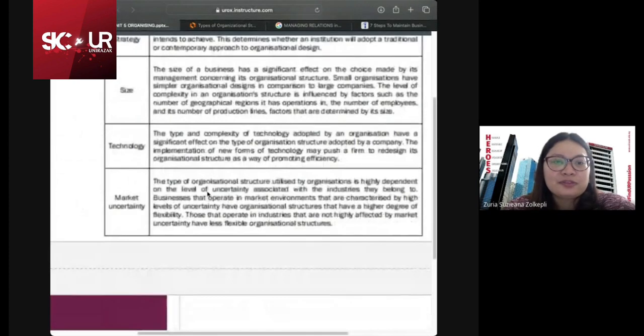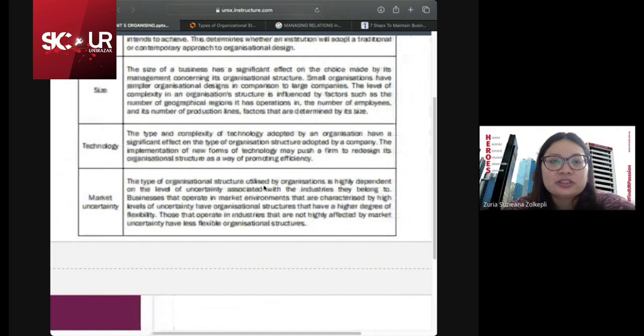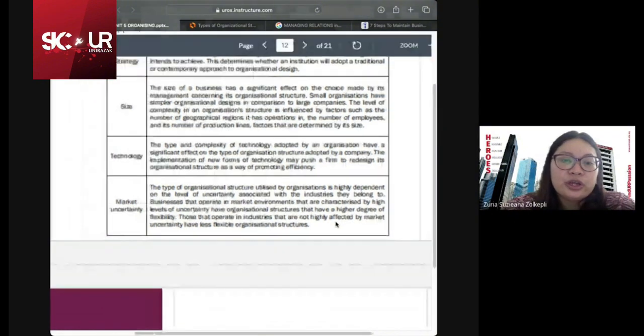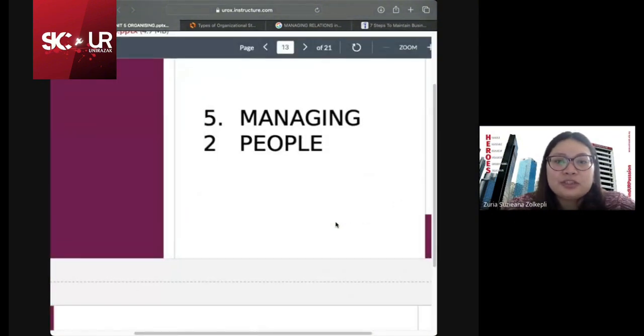And then in terms of technology and market uncertainty. Okay. So the type of organization structure utilized by an organization is highly dependent on the level of uncertainty associated with the industry. Right? Those that operate in an industry that is not highly affected by market uncertainty, they have a flexible organization structure. Okay, next is managing people.